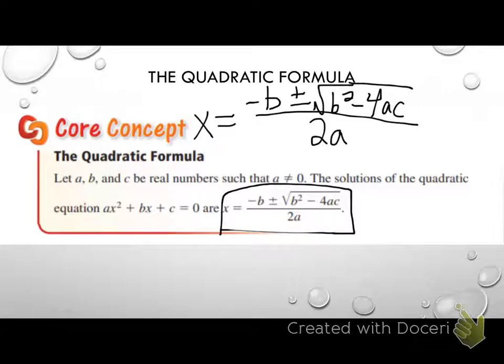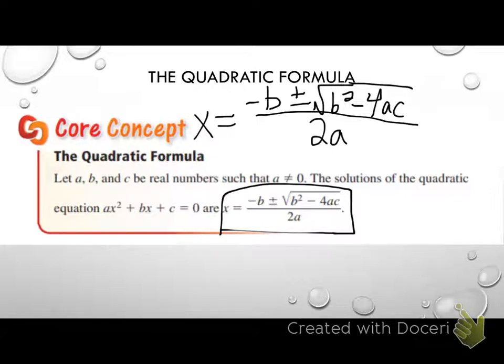This is just another way for us to solve a quadratic equation. So we've learned lots of ways to solve quadratic equations. This is just another method to solve. So once again, let A, B, and C be real numbers such that A does not equal 0. The solutions of the quadratic equation, ax squared plus bx plus c equals 0, are x equals the opposite of b, plus or minus the square root of b squared minus 4ac, all over 2a.